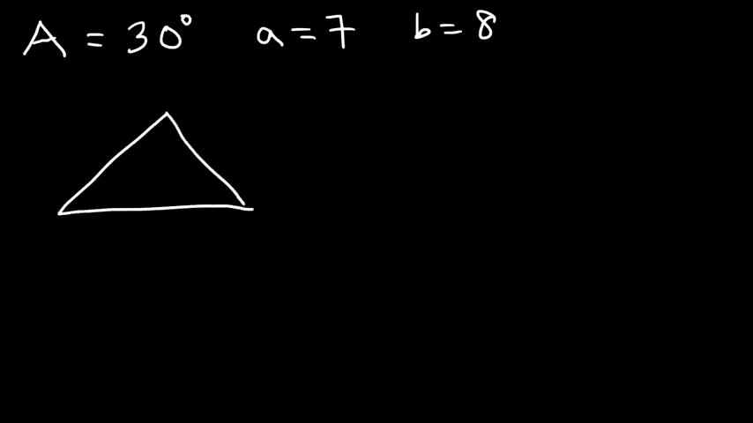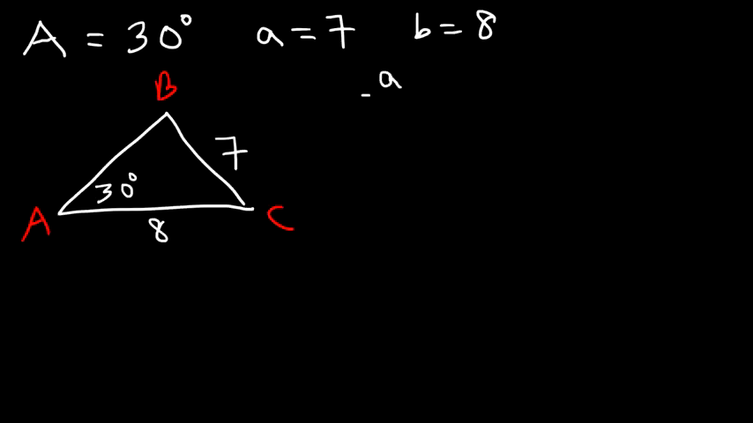Let's try this problem. Let's say that angle A is 30 degrees, side A is 7, and let's say we're given side B, which is 8. Take a minute and work on this example. Always start with a picture. So angle A is 30 degrees, side A is 7, and B is 8. So the first angle we need to find is angle B.